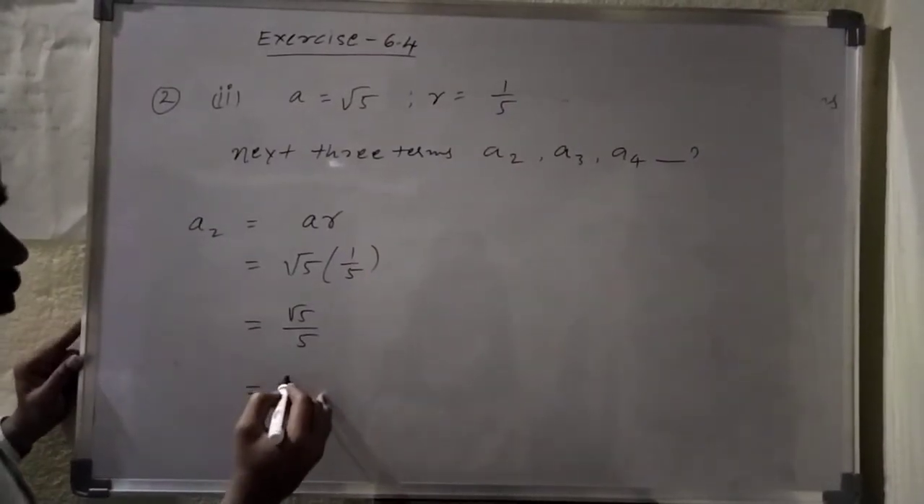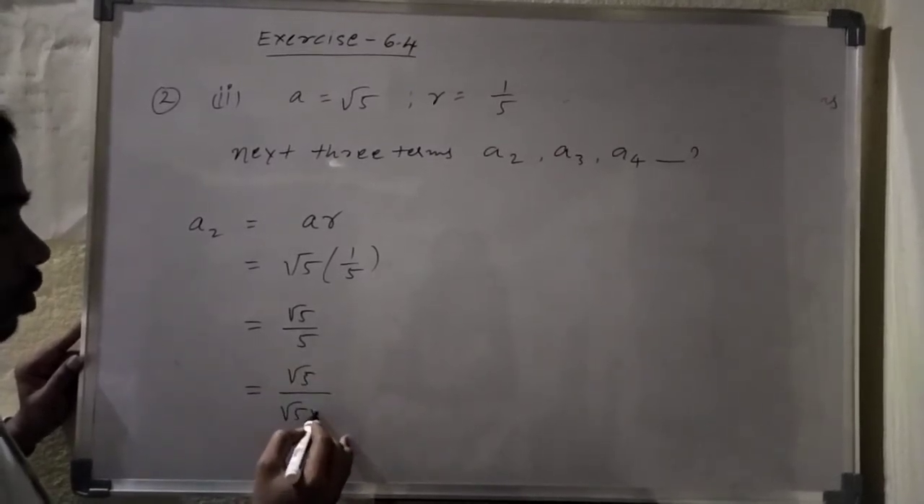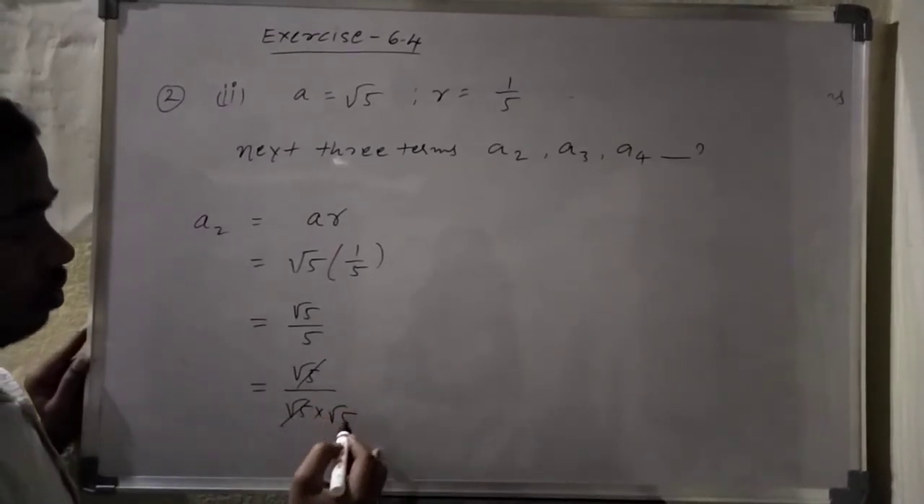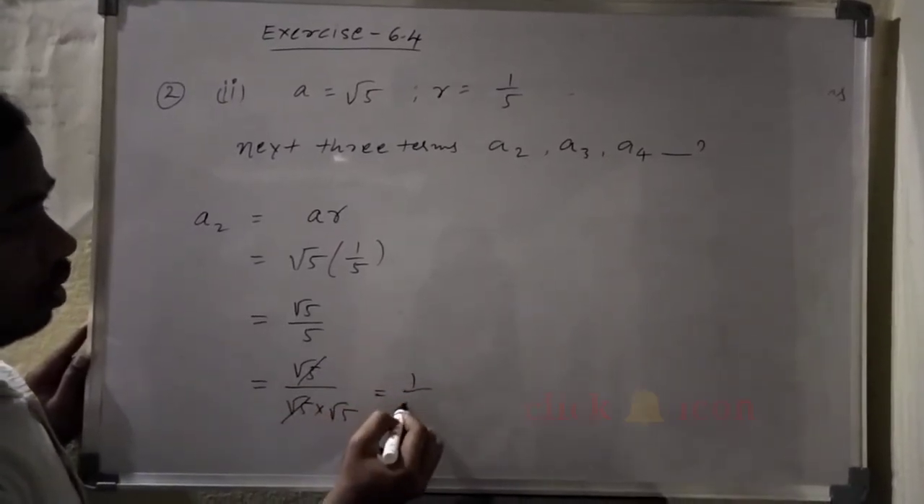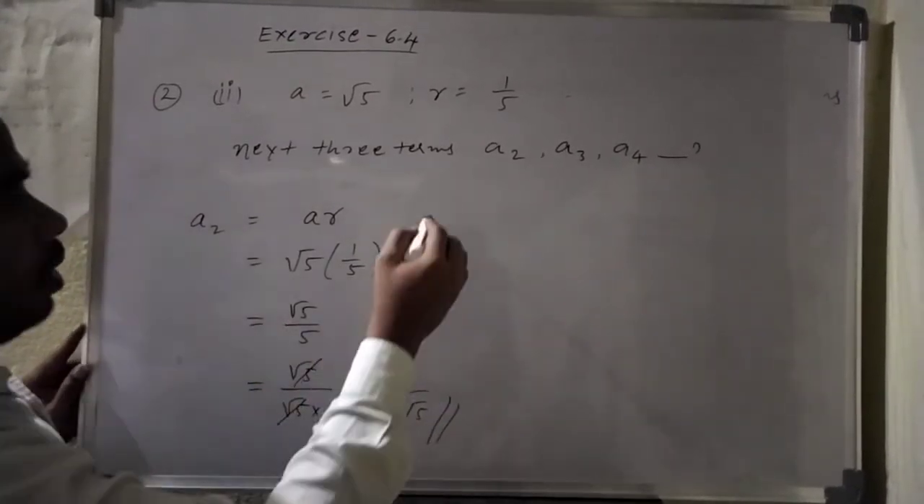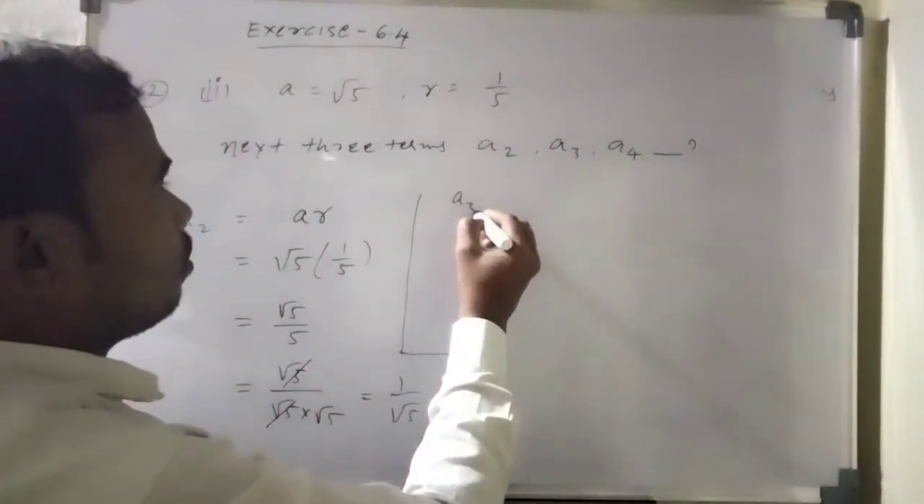సో √5 ఏం రాసుకోవచ్చు? సింపుల్ √5 into √5 రాసుకోవచ్చు. సో √5 క్యాన్సిల్ అయితే సో వాట్ ఈస్ ద రిమైనింగ్ 1/√5. సో దిస్ ఈస్ ద A2 వాల్యూ. నెక్స్ట్ A3 వాల్యూ. A3 వాల్యూ ఈజ్ ఈక్వల్ టు వాట్ ఈస్ దట్?